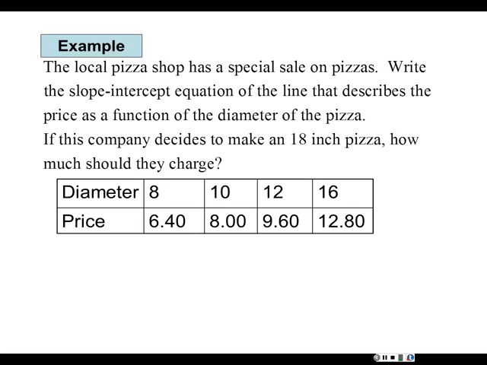Look at this. The first point is 8, 6.4, right? The second point is 10, 8. The third point is 12, 9.6, and 16, 12.8. So there are 4 points you have, and all you need is just 2 points to draw the line.